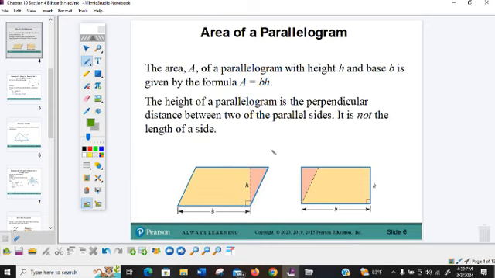It's base times height. The one key thing is the height of the parallelogram is the perpendicular distance between the two sides. So we're not actually using the side, we're using the height here. So you have to kind of be careful.